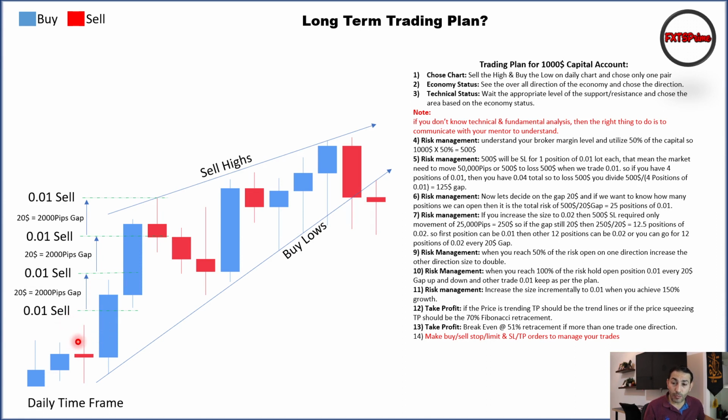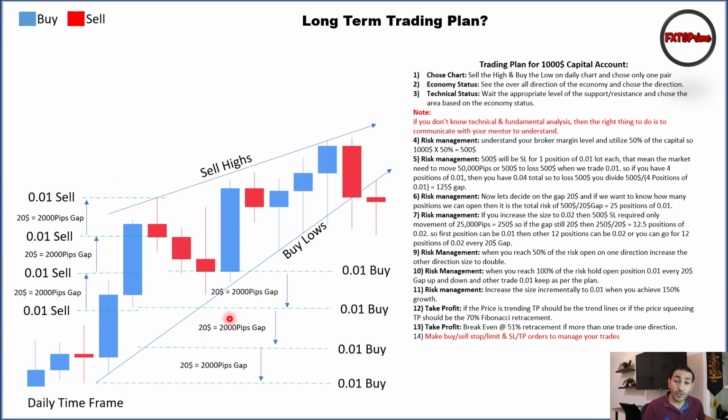So if you see here, we have sold the high of the previous day. However, the price went against us, let's say, and we sold again after a gap of $20, and it continued to go up and we built this. Same thing, you apply for the buy as well in the same direction. So if I sold from this line, I can also buy from this line.